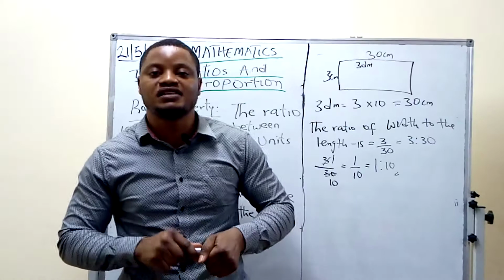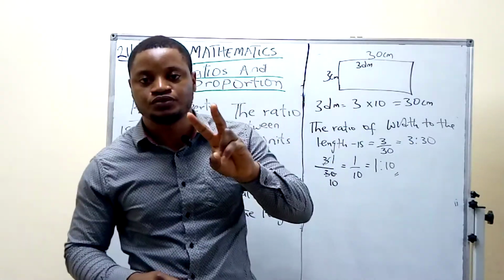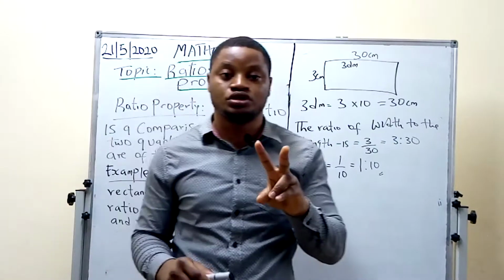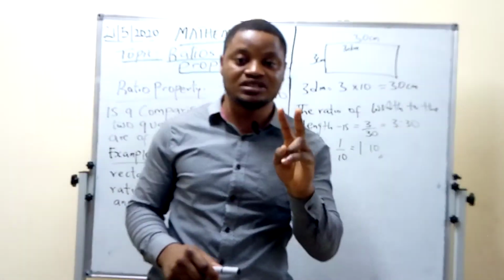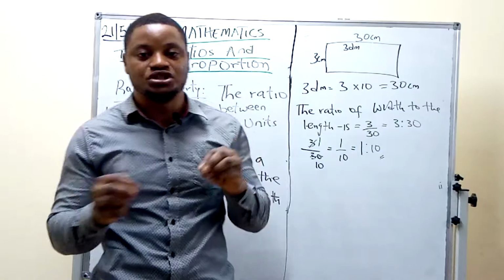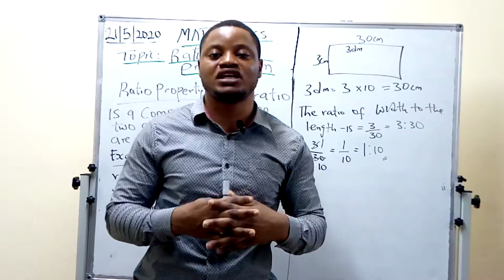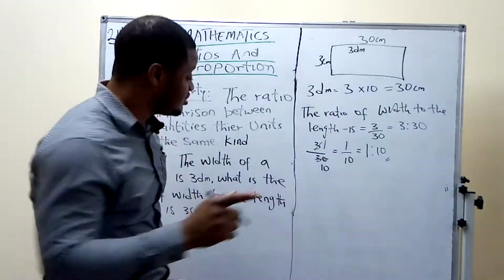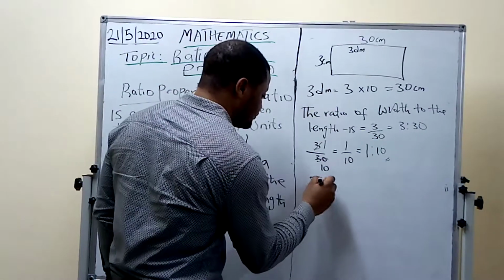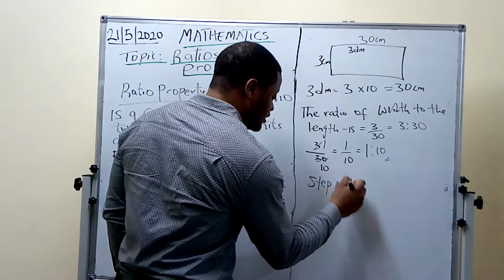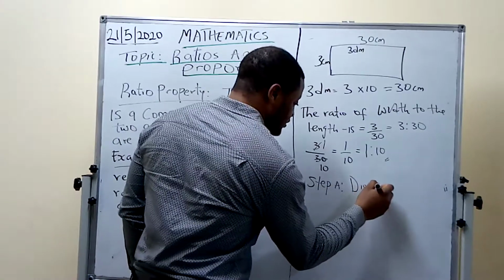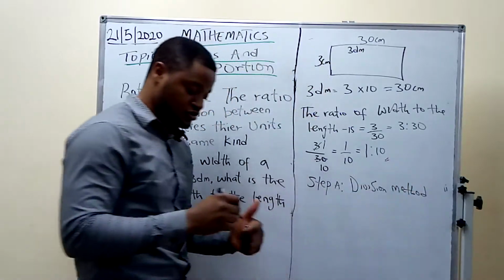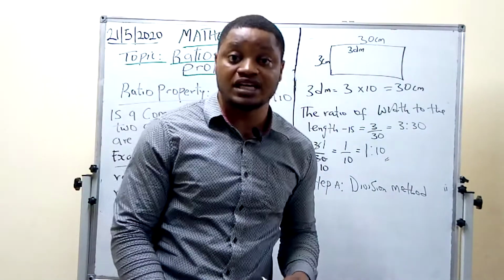Now, in this lesson, I'll be giving you 2 methods in solving ratio. The first method is the division method, and the second is uniting the denominator and the numerator. So I will start with the first step. Step A, which is the division method.